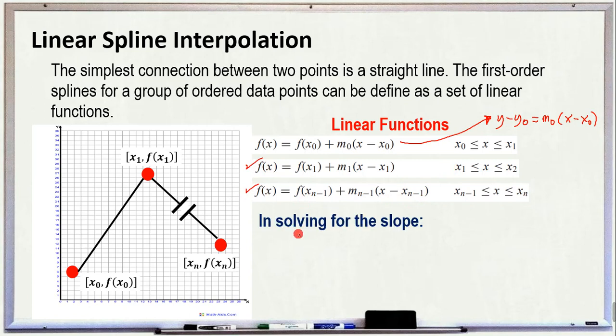And by the way, in solving for the slope, you are going to use this formula. The slope for any given linear function is equal to the change in y over change in x, or that is equal to f of x i plus 1, which is the next y value, minus f of xi, which is our current y value, all over x i plus 1, which is the next x value of the given data point, minus xi, which is the current value of our given data point.